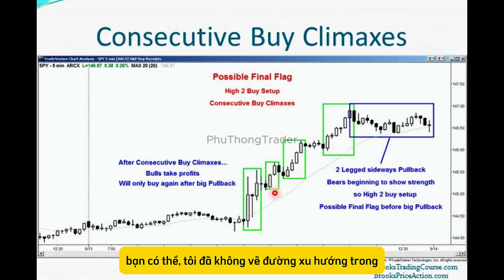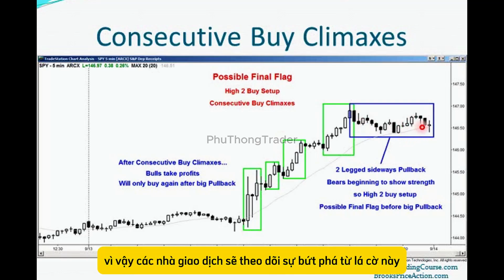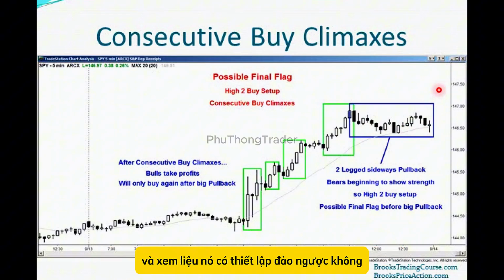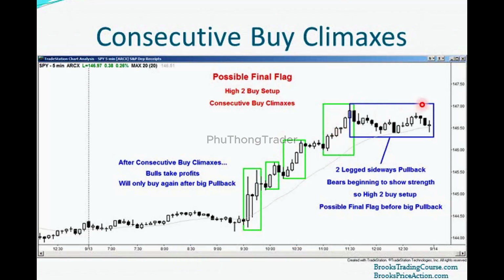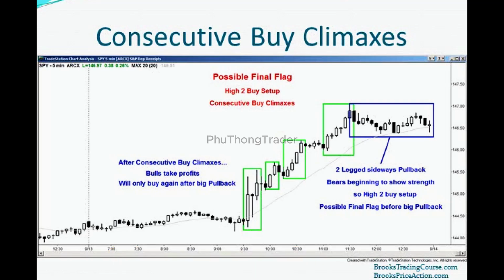I did not draw the trend line in, but you could draw a bull trend line here. This broke below the bull trend line and went sideways for 15 bars. That's a lot of selling pressure. It hit the moving average. This is a potential final flag. So traders will watch the breakout from this flag and see if it then has a reversal setup. So we have the good context, but the bears need to have a good signal bar as well.